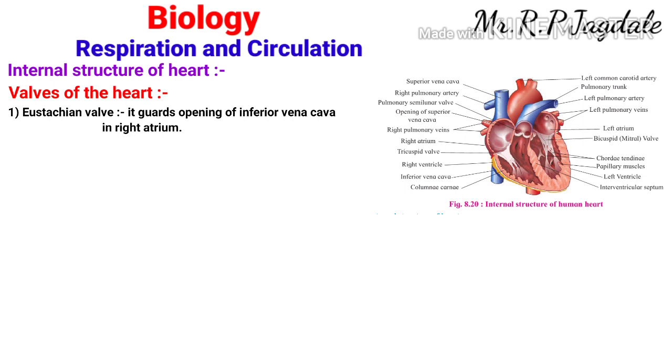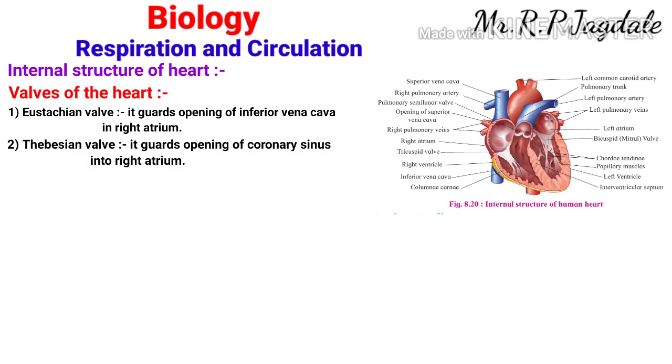And why is it present? It is present to stop the backflow of the blood. So the Eustachian valve guards the opening of the inferior vena cava. The second is called the Thebesian valve. This is also an important valve and it guards the opening of the coronary sinus into the right atrium.